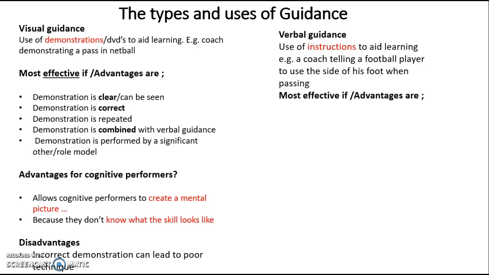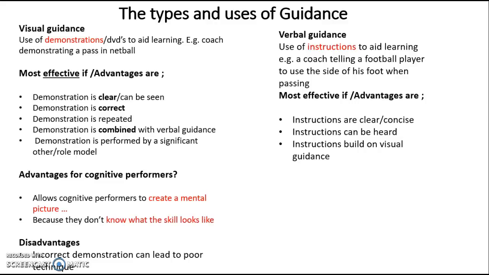Now, verbal guidance is most effective, and I'm sure you can start to think of some of these reasons, if the instructions are clear and concise, you're looking at 1 to 2 coaching points at a time, certainly for a cognitive stage of learning performer. Then you must make sure the instructions can be heard. So for example, making sure the whole group is quiet so that people can hear exactly what you're saying. Then instructions are most effective if they build on the visual guidance that you've demonstrated. So you show them something and then explain what you've done and what they should be doing. For example, the side foot example I gave you earlier.